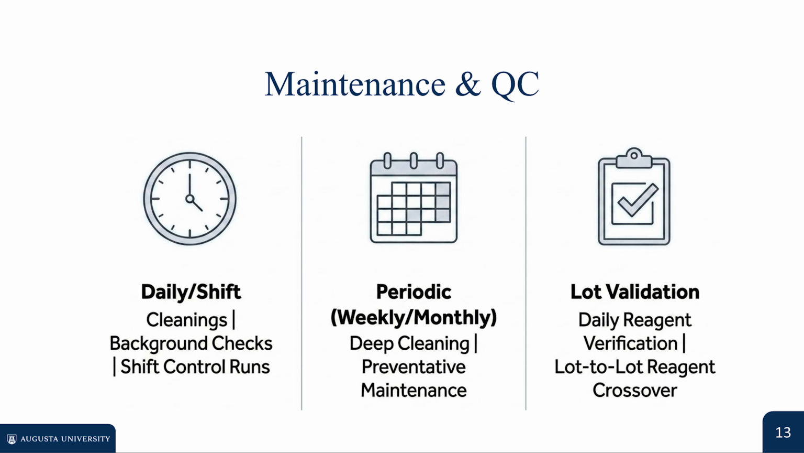Quality assurance requires a structured maintenance schedule divided into daily, periodic, and lot validation tasks. Daily and per-shift procedures mandate startup fluidic flushes, electronic aperture background counts to ensure reagent purity, and analyzing 2 to 3 levels of commercial quality control material within 2 standard deviations.